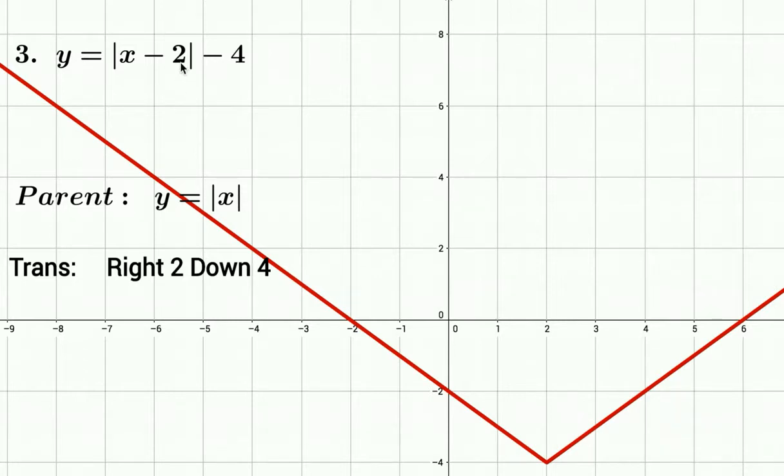What kind of transformation do you see there? X minus 2, so minus 2 is inside the absolute value function with the x, so this is telling us the function is moving right 2 units. Negative 4 is the standalone number, outside of the absolute value sign, so this is telling us to move down. So our vertex would move from (0, 0) to right 2, down 4.